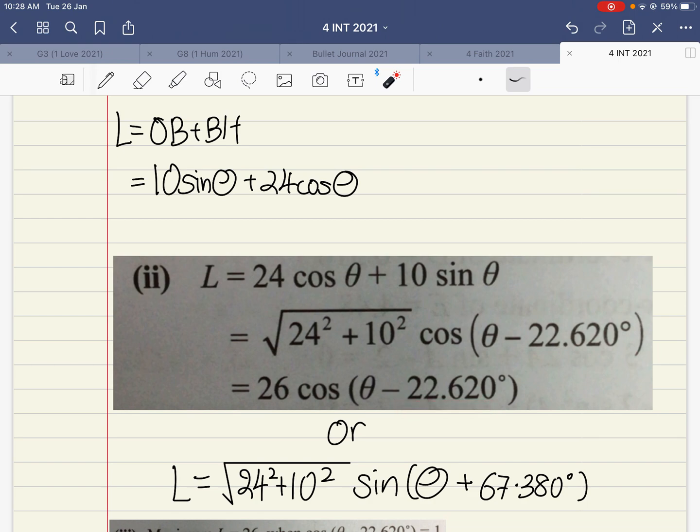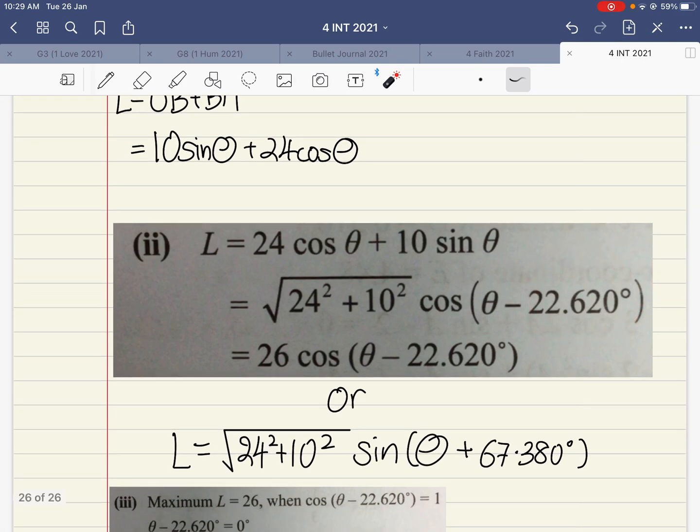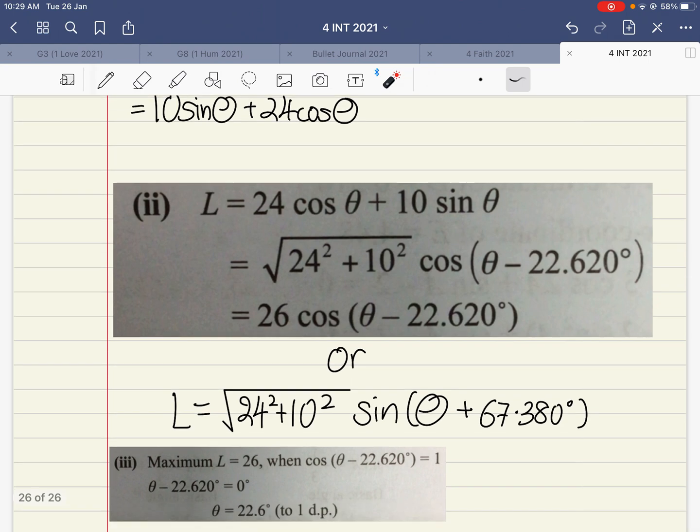22.620. How this R value is basically the square root of 24 squared plus 10 squared. You will get the R value here. To get this theta here, you just take tangent alpha equals to 10 over 24. Taking inverse of tangent 10 over 24 gives you 22.620 degrees.